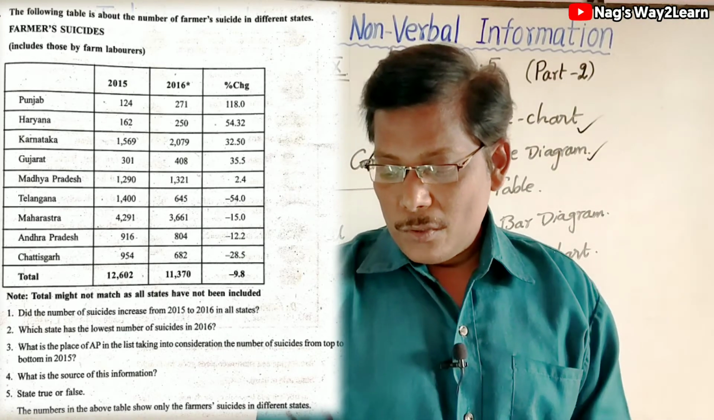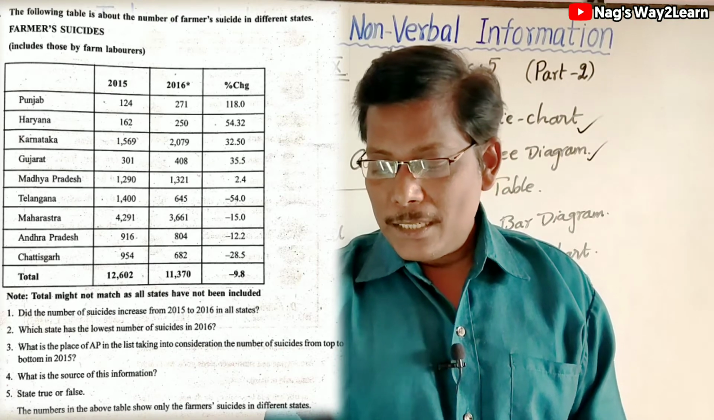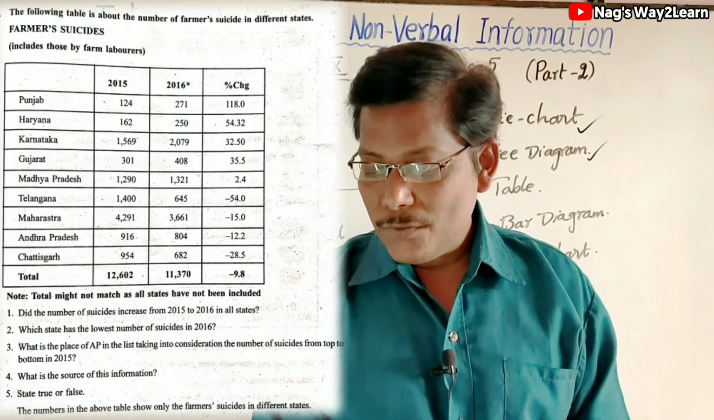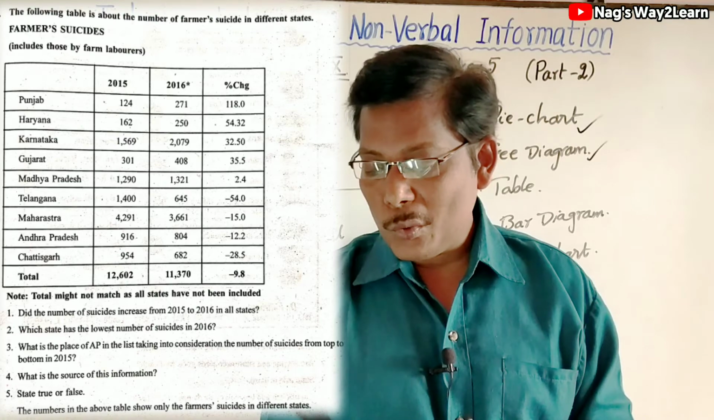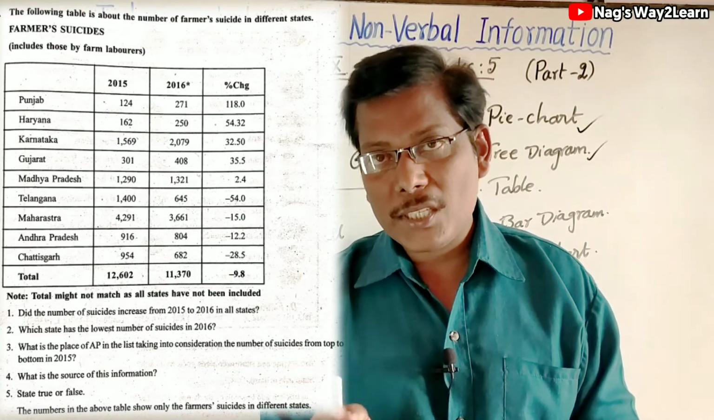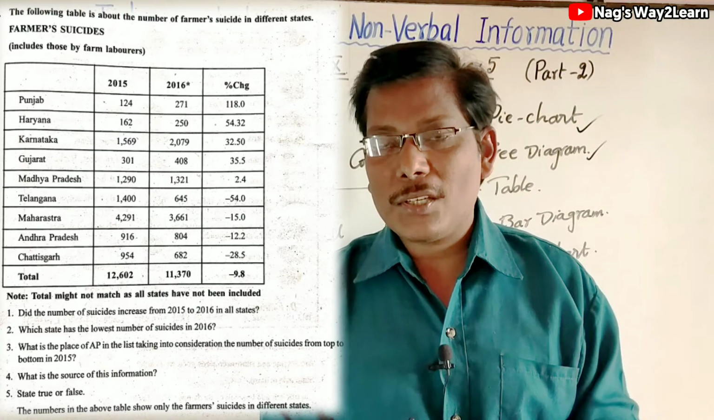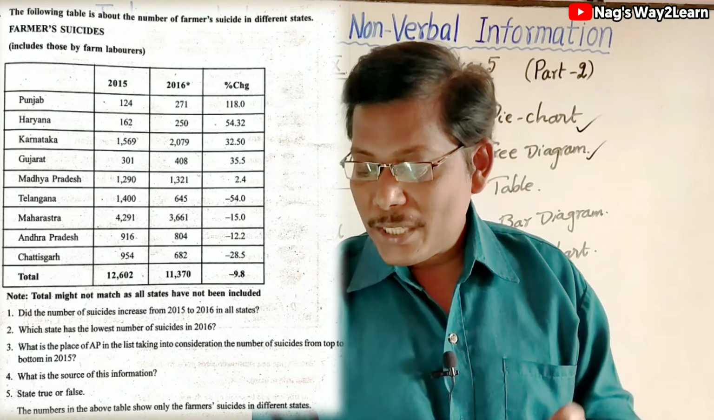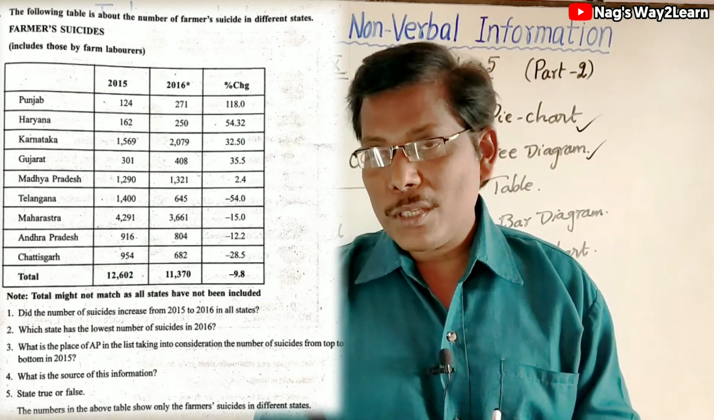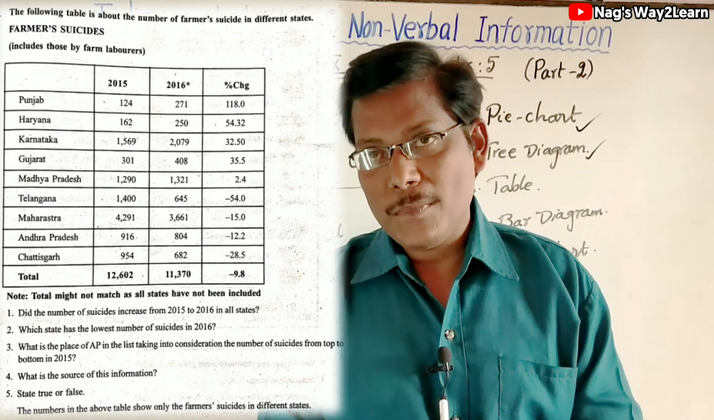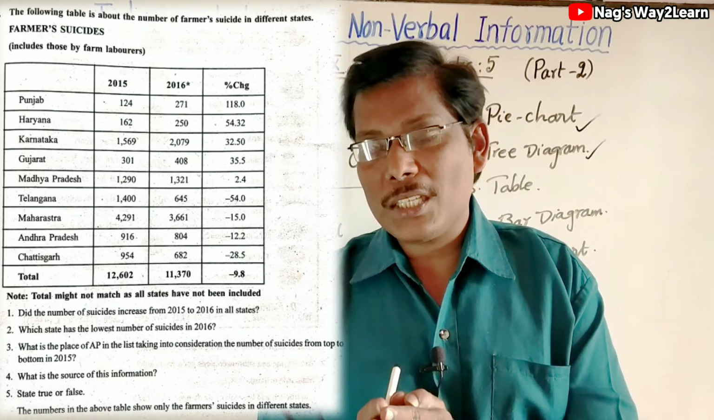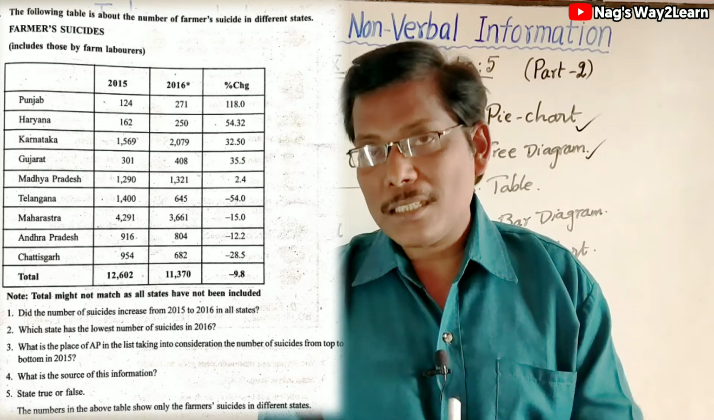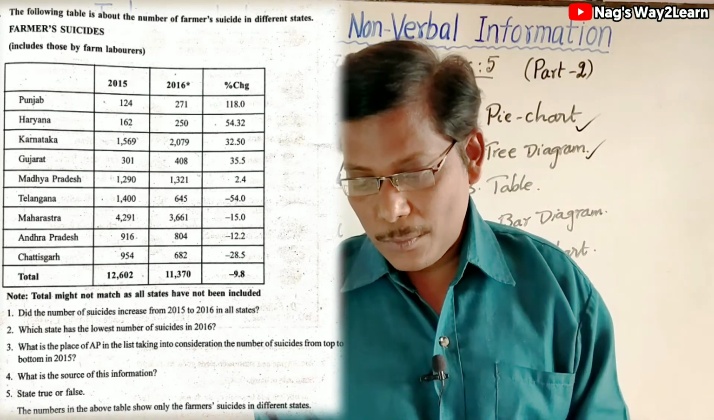What is the first question? Did the number of suicides increase from 2015 to 2016 in all states? You carefully understand what is being asked. From 2015 to 2016, did the number of suicides increase? Let's see in the table.